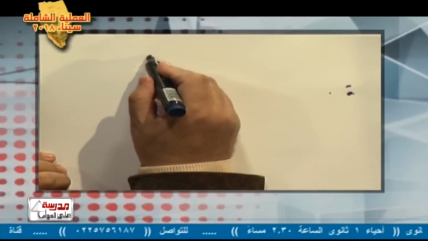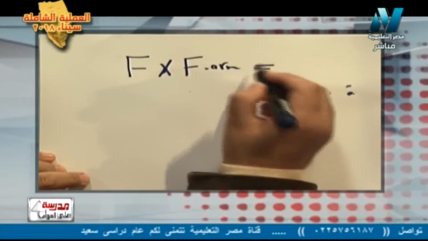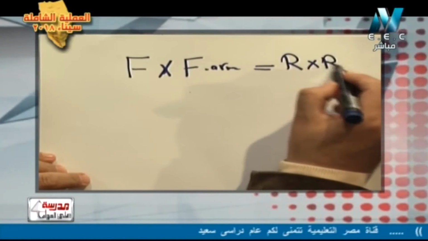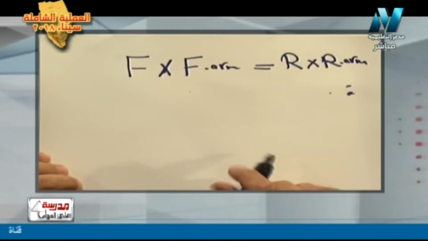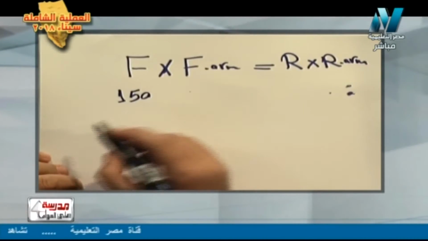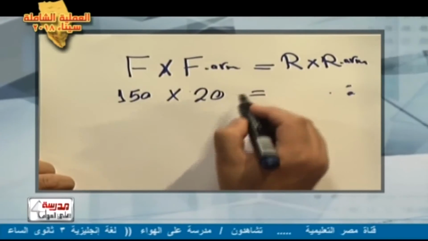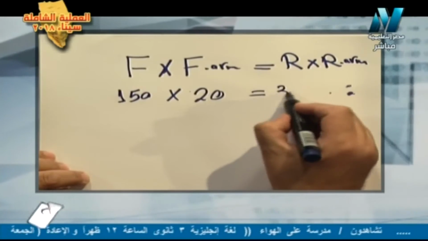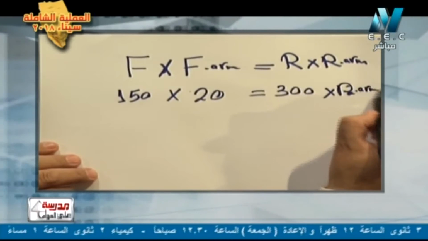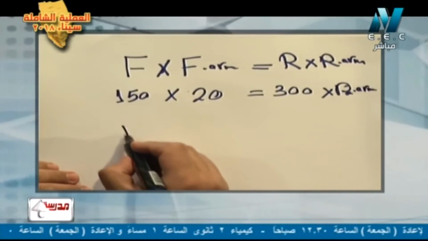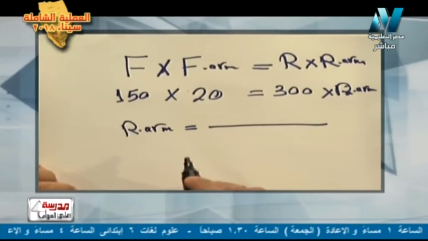The first step, as we said more than once, we must write the law. Effort force by effort force arm equals resistance by resistance arm. In the second class lever, the effort force is 150 Newton. The force arm is 20 centimeter. The resistance is 300 Newton. And the resistance arm, I don't have the resistance arm. So I want the resistance arm here.